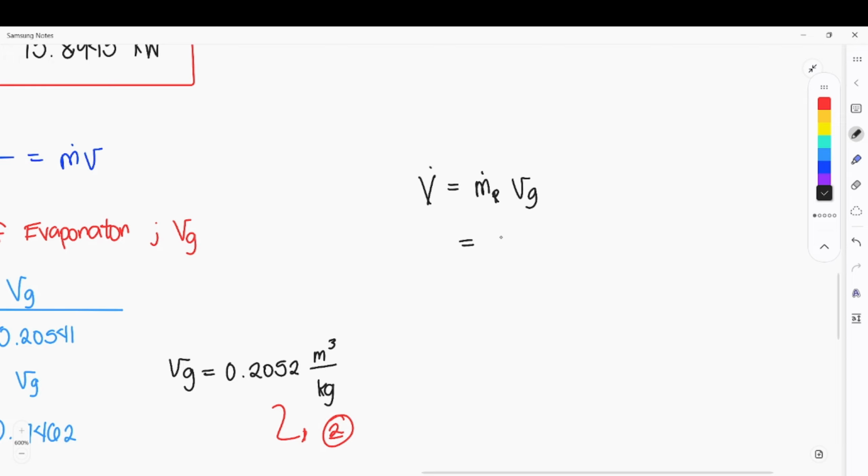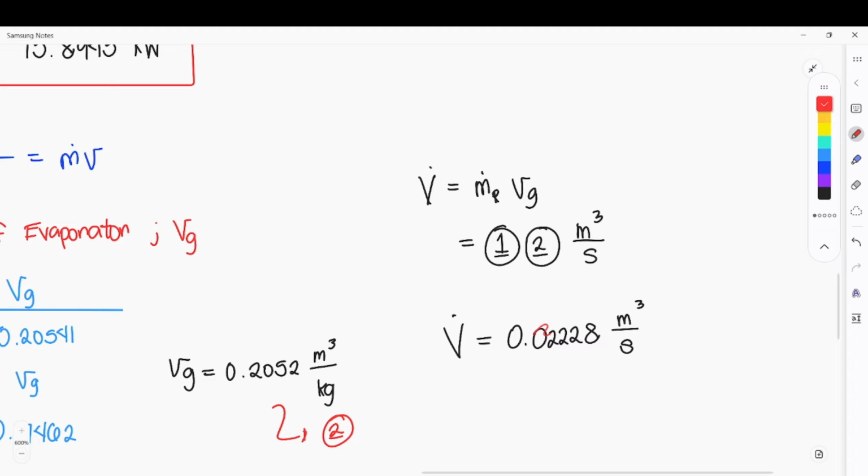Then, we can now find our volume flow rate. Simply, mass flow rate ng refrigerant times Vg. So, stored values, you'll arrive with cubic meters per second. Our volume flow rate is 0.02228 cubic meters per second. Alright, so that is our volume flow rate of the refrigerant.